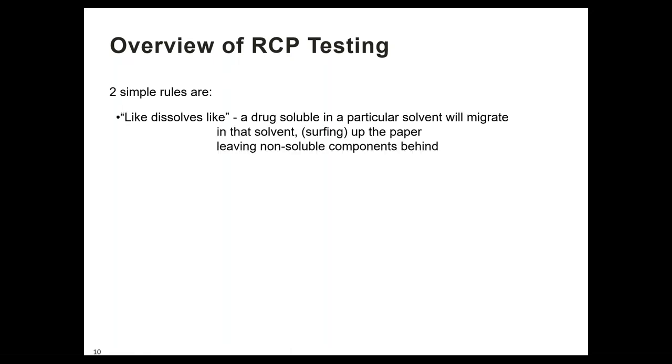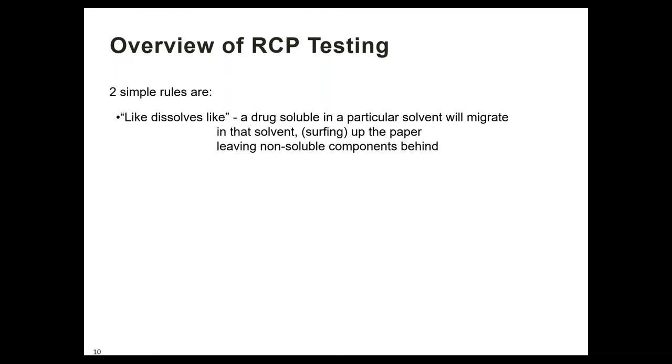So let's look at QC testing and what's really going on. And I'm hopefully going to simplify this so that it makes sense. I think there are two simple rules that apply. Let's go through each of these two rules. The first one is like dissolves like. If a drug is soluble in a particular solvent, it will migrate in that solvent.